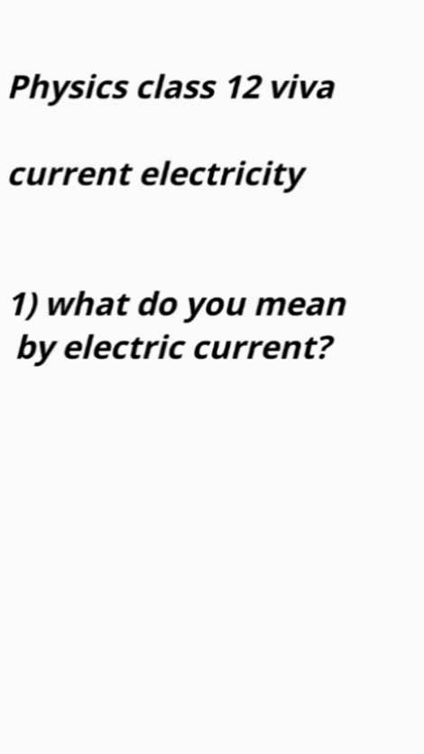So, the answer is when electron flows through a wire, then it forms an electric current. And in quantitative form, the rate of flow of electric charge is called electric current.